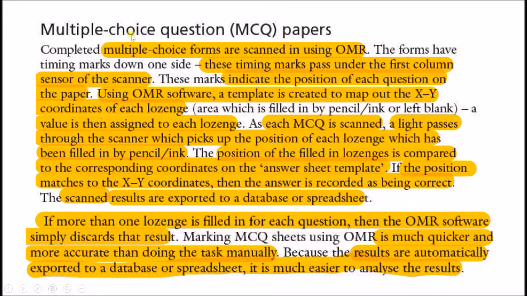Now, using multiple choice question papers, the MCQ, completed multiple choice forms are scanned using OMR, as we saw in some clips and videos which display how it is used. Now the forms have timing marks down the side, under each first column. These are the sensors that indicate the position of each question on the paper.